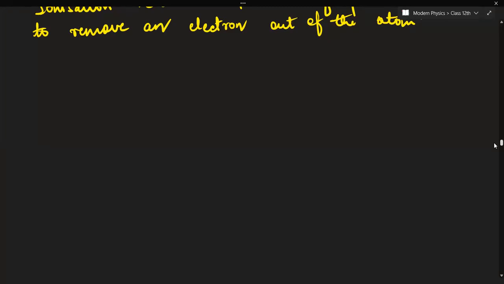Now, apart from this, you have Thomson's model of an atom as well. J.J. Thomson gave the plum pudding model, where he said that the electrons are like seeds in a watermelon or plums in a pudding. According to him, all the positive charge is spread the way pudding is, and the electrons are kept on it like raisins or plums. That was the model given by him.